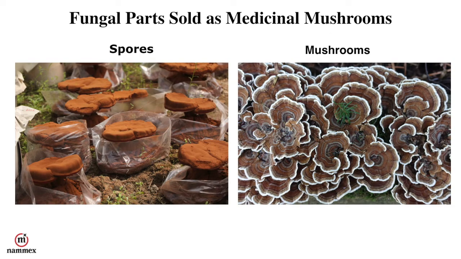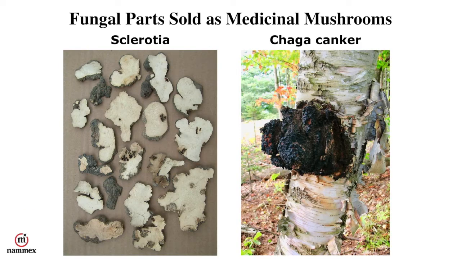Now, there are the mushrooms themselves, which are traditionally used, and in China now they actually collect mushroom spores, Ganoderma spores, and sell them as a medicinal product. There is also the sclerotia form, which some fungi produce, such as Poria cocos. And then, of course, there is chaga, which we're talking about today.